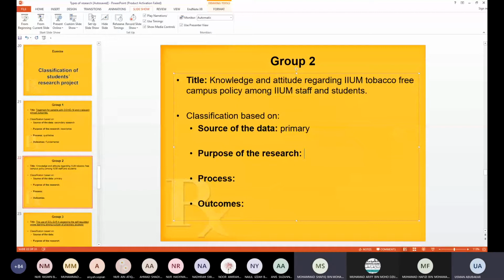Okay, so what method are you using? Method is qualitative. All right. That's why I asked about the method, because mostly exploratory is qualitative in nature. Okay. Based on the outcomes, what kind of research is this?